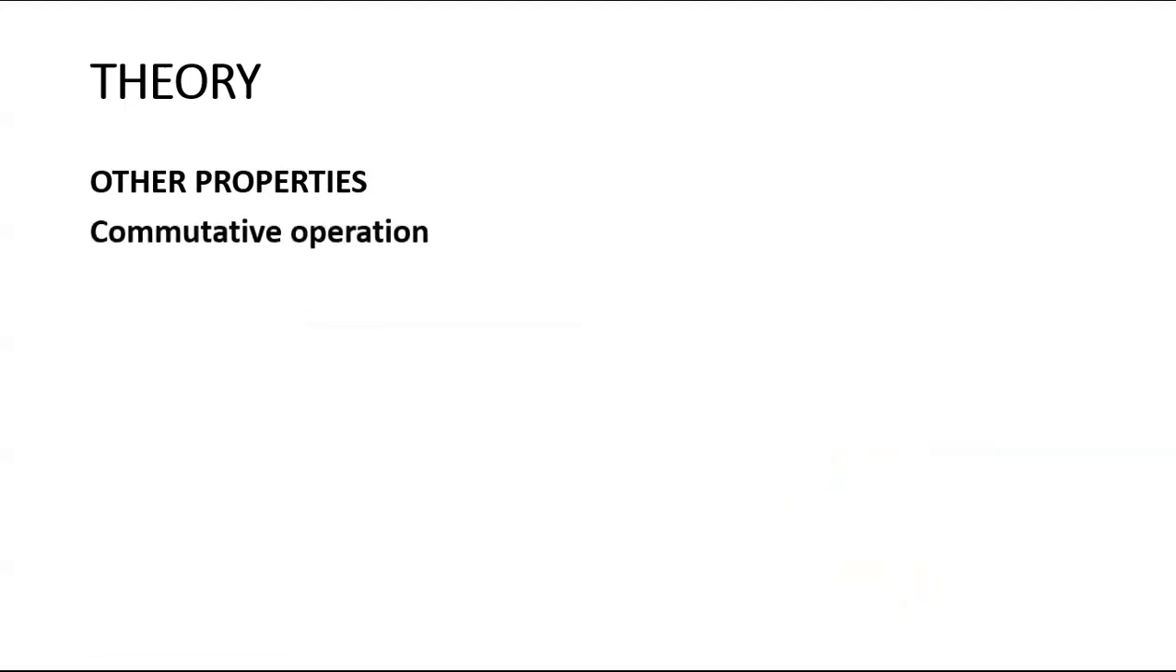Let's move on to other properties. I'll start with commutative operations. A commutative operation simply says that the order of addition doesn't matter. You will still get the same result. And that's what I will start with.